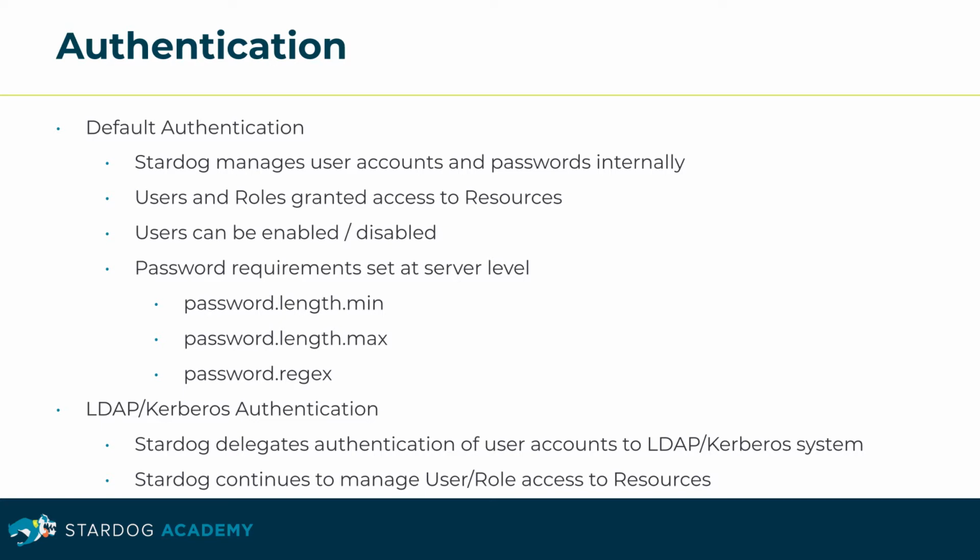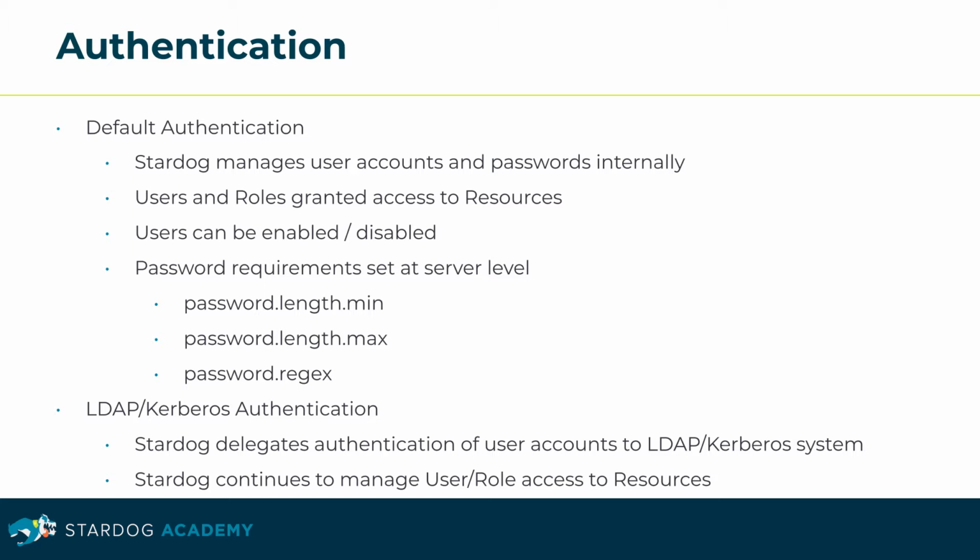Out of the box, Stardog uses a default basic username and password system for authenticating users. Stardog manages these user accounts and hashed passwords internally. Users and roles are granted access to specific system resources, and administrators can explicitly disable and re-enable users. Basic password requirements, such as minimum and maximum length, can be set at the server level, and a regular expression can be provided to enforce specific character rules, like requiring or disallowing numbers and symbols.